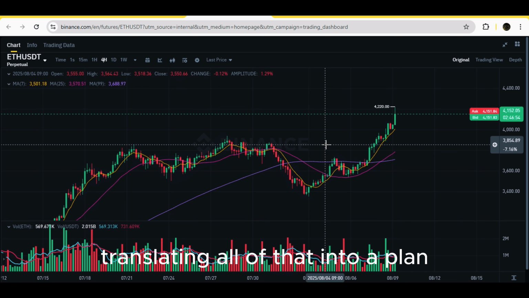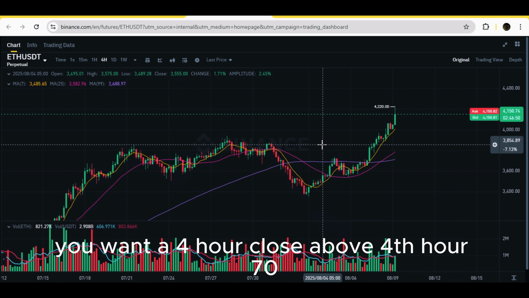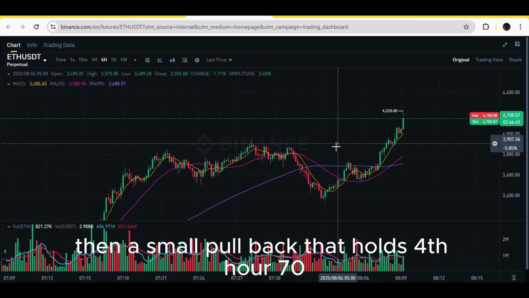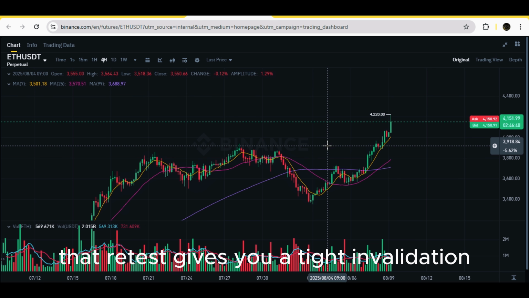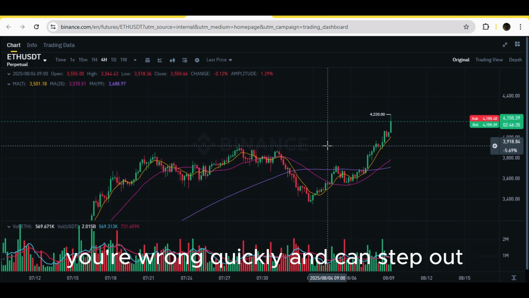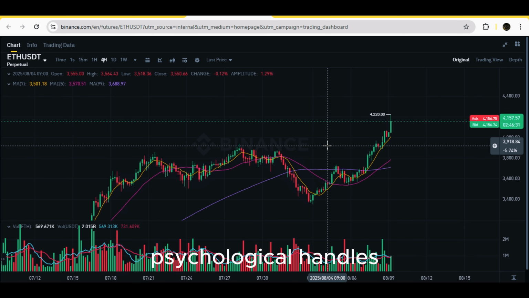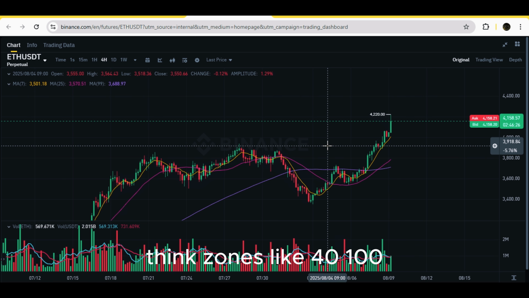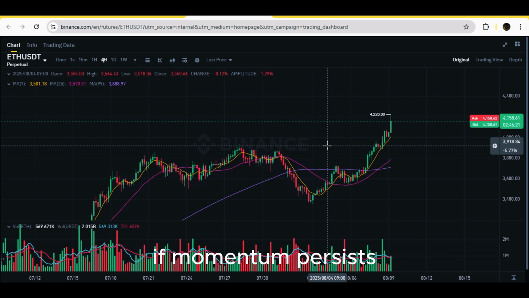Translating all of that into a plan, start with scenarios. For a bullish continuation, you want a 4-hour close above 4,070, then a small pullback that holds 4,070, 4,060 as support. That retest gives you a tight invalidation. If price loses the level on a closing basis, you're wrong quickly and can step out. Upside ladder targets are usually round psychological handles and prior minor distribution shelves. Think zones like 4,100, then 4,150, 4,200 if momentum persists.